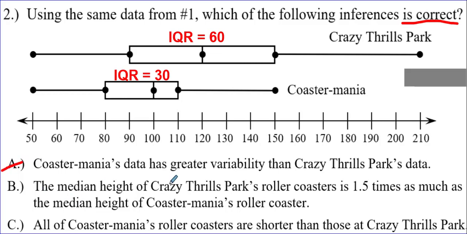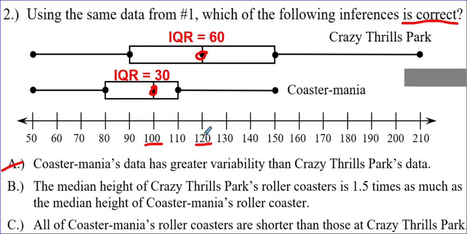What about choice B? The median height of Crazy Thrills is 1.5 times as much as the median height of Coaster Mania. All right, so the median of Coaster Mania is this dot right here. That's 100. The median of Crazy Thrills is 120. Is that 1.5 times as much? Well, you can use your calculator, although I can do this in my head. 1.5 times 100 would be 150.